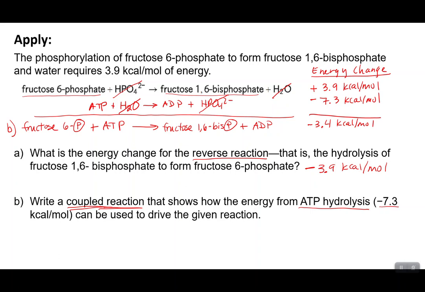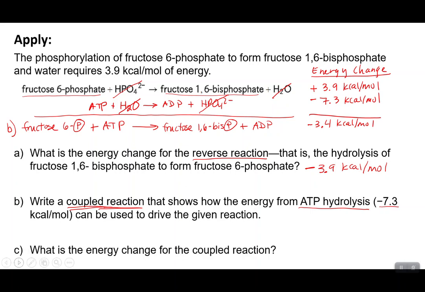Right. So this was my answer to part B. And then in C, they are asking what is the energy change for this coupled reaction? Well, we just calculated that, which is negative 3.4 kilocalories per mole. So the coupled reaction is the one written here, and then that energy change is what we calculated on the other side. Okay, and that is all there is to coupling reactions.